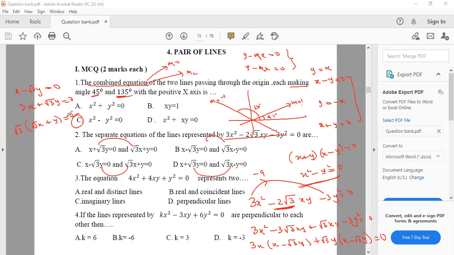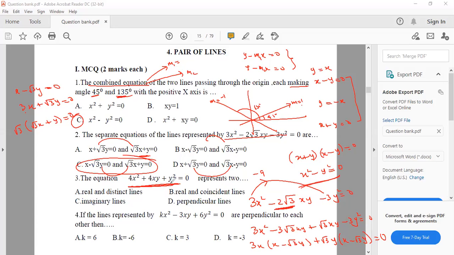So do you have that answer? Option C. Okay, this you practice once. It is not necessarily the same equation that will be there in the exam. They are giving a representative of the question, not the same question. At least they will change the numbers. So you should know the method properly.